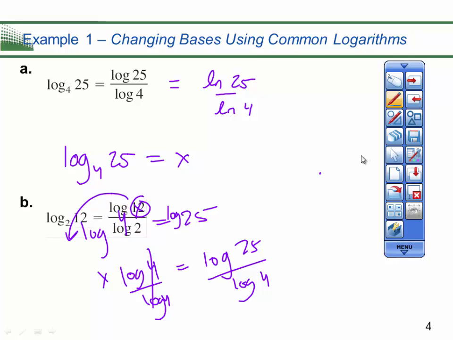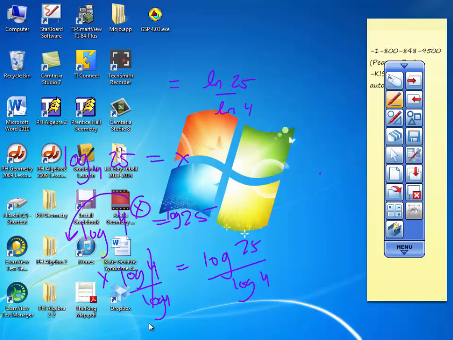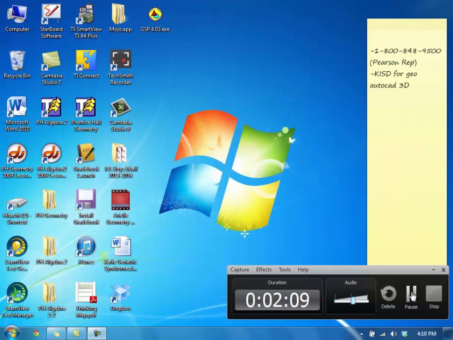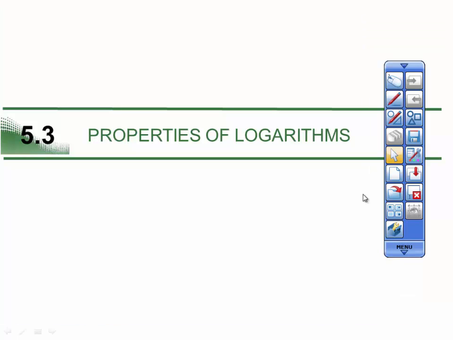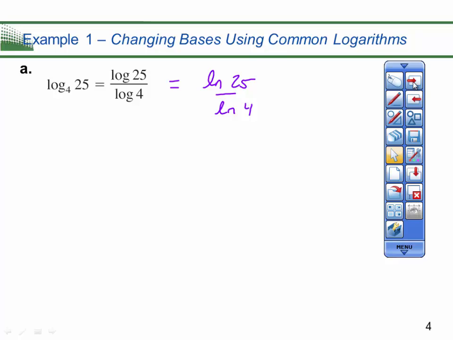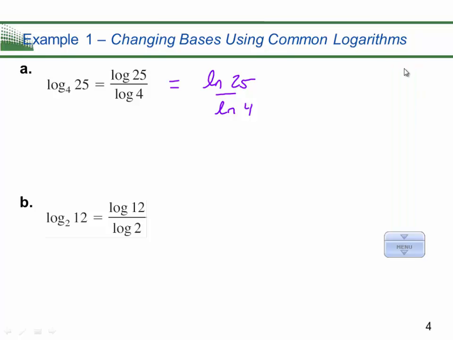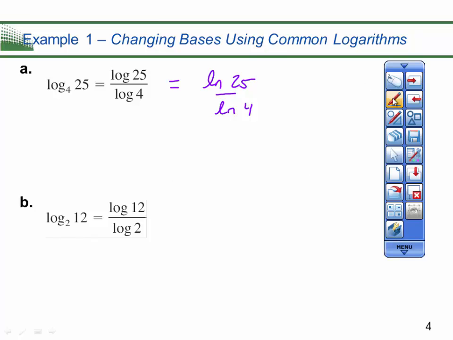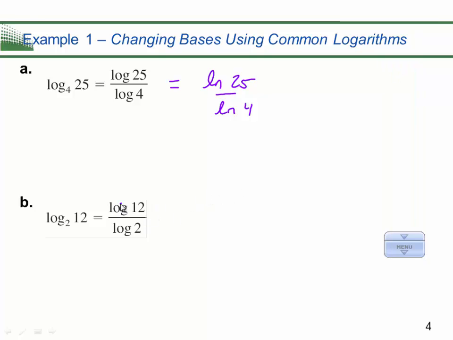Okay. Let's try another one. Let's try part B now. Log base 2 of 12, you can just rewrite as any log. So it can be log base 5 of 12 over log base 5 of 2. Okay, log any base, as long as you stay consistent at the top and the bottom. All right.